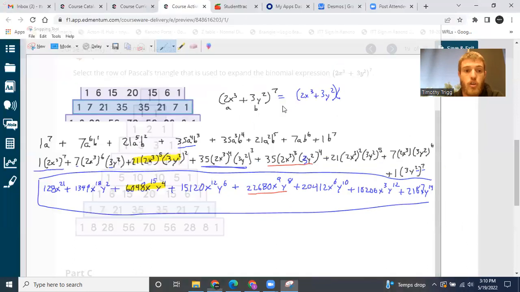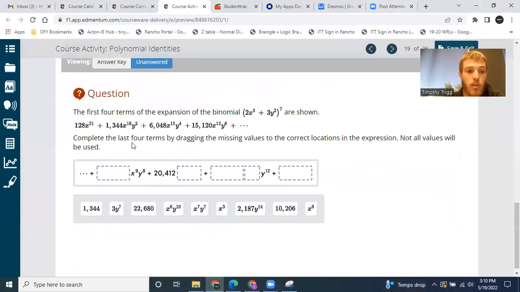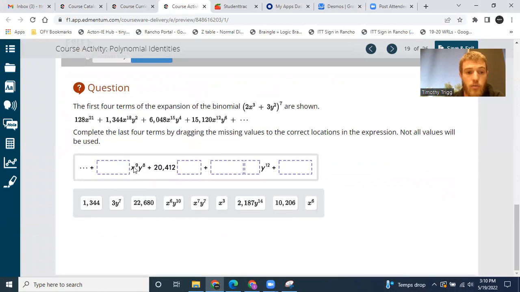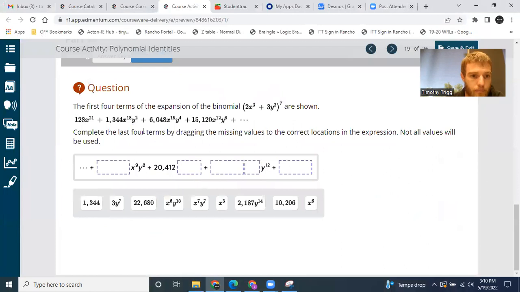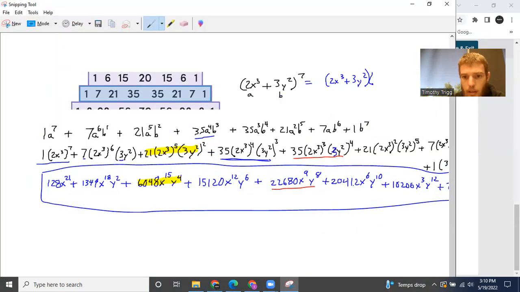Okay, so using that, I want you to put the correct answers in here, right? So which one had x to the power of 9, y to the power of 8? Oh, that's this one in red. So that's 22680 is the coefficient right here. Okay, what about this 2412? That's right here. Should have x to the power of 6, y to the power of 10.